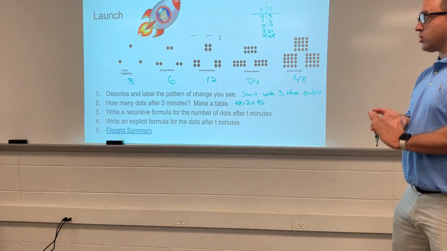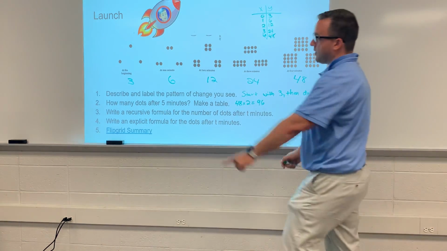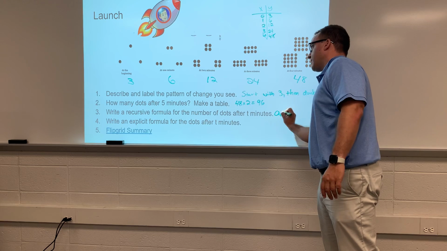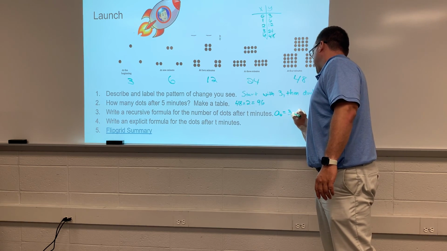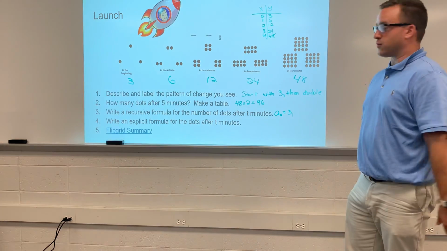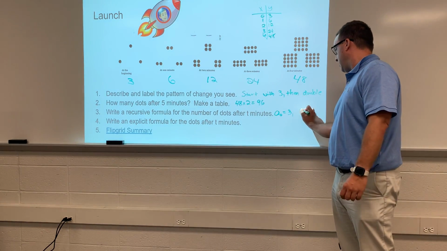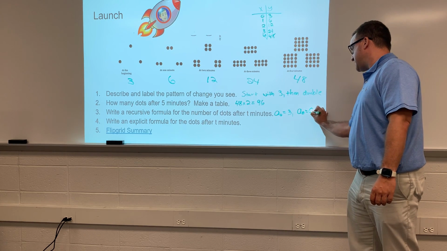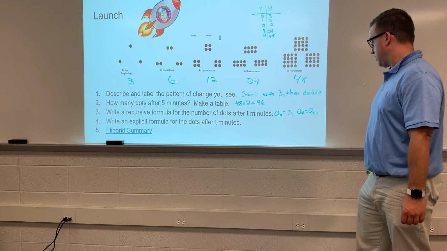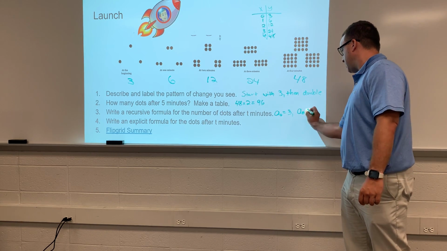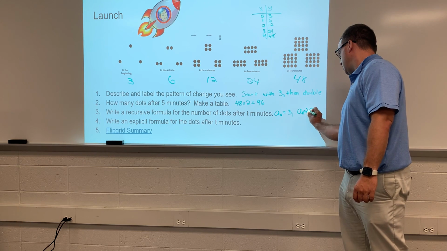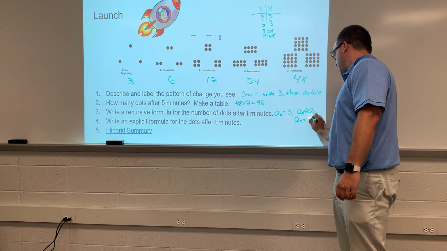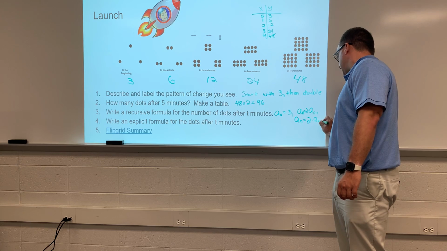So now to write a recursive formula for the number of dots, well, if this is the beginning dot, we would say, I'm going to call this A sub 0 is equal to 3. And then I just have to write, well, what's the pattern happening? Well, A sub n, the next pattern, is equal to the previous pattern, A sub n minus 1, and then put times by 2. So I'm going to change this equal and put 2 times A sub n minus 1. Let me just rewrite that for you. A sub n equals 2 times A sub n minus 1.